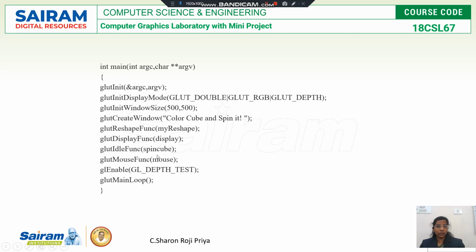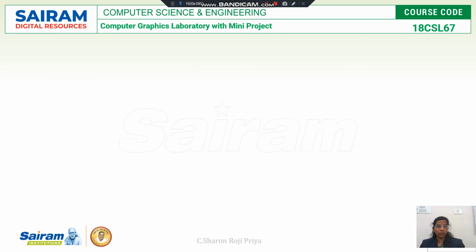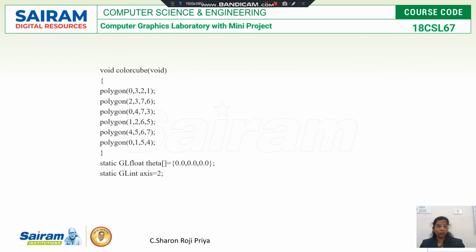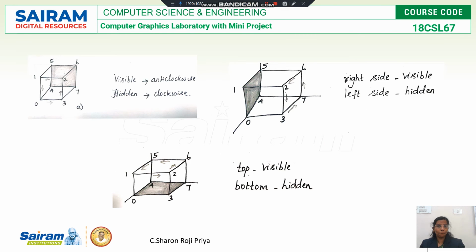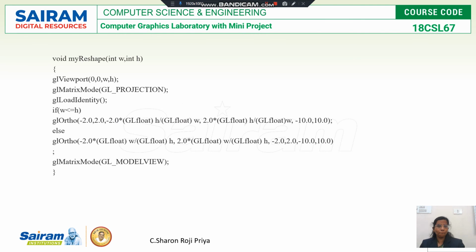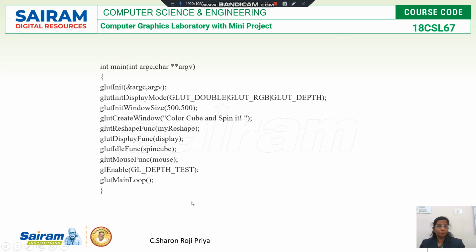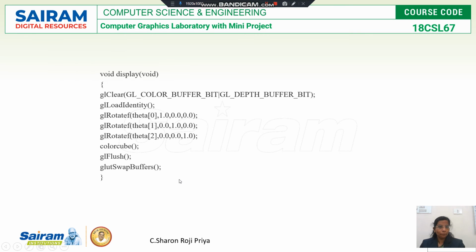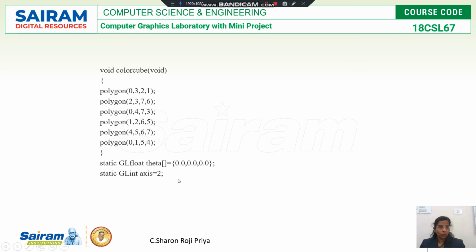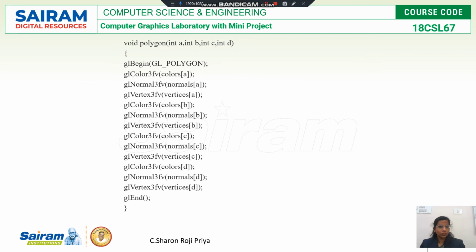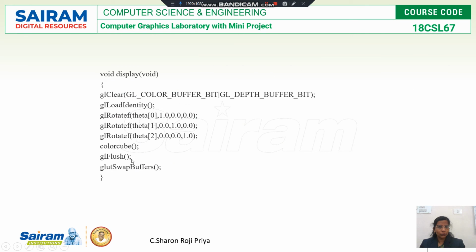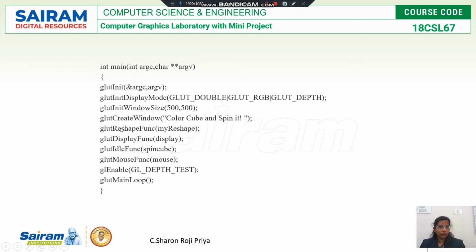And then this idle function. As I said, even if there is no event, to specify some action, I will be using this idle function. So I have this spin cube. Where is that spin cube? The spin cube function should be there.